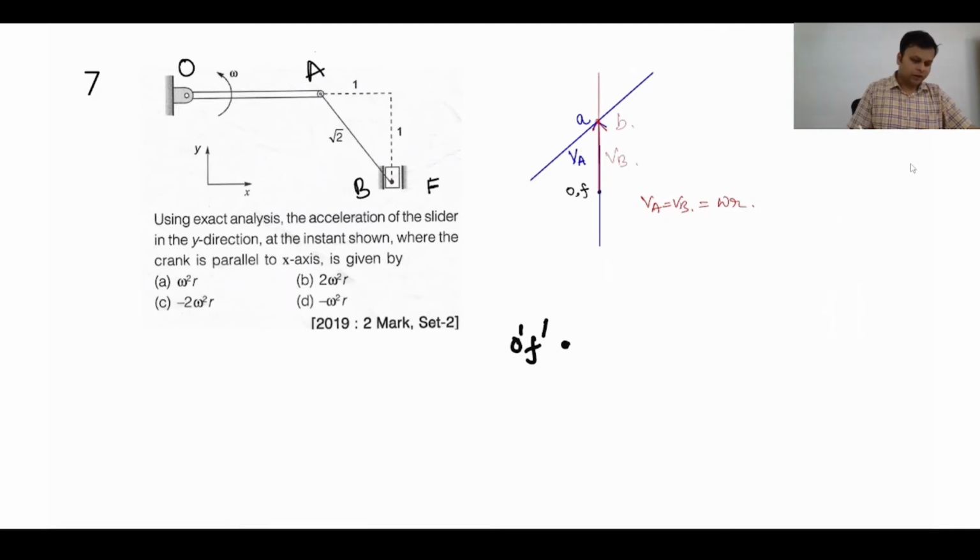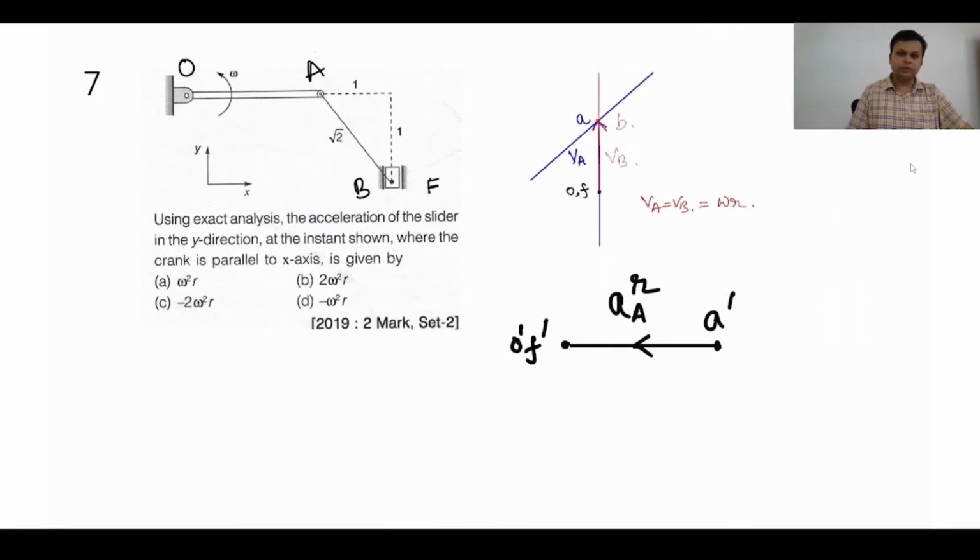Right? Now, acceleration of point A with respect to O. Since no alpha is given, I will consider that point A has only radial acceleration. So this is the acceleration of point A, radial in nature. Now the acceleration of B with respect to A. So this is point A.